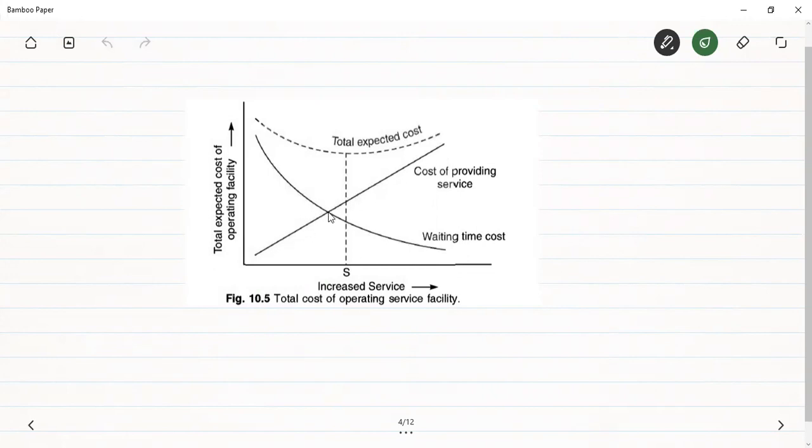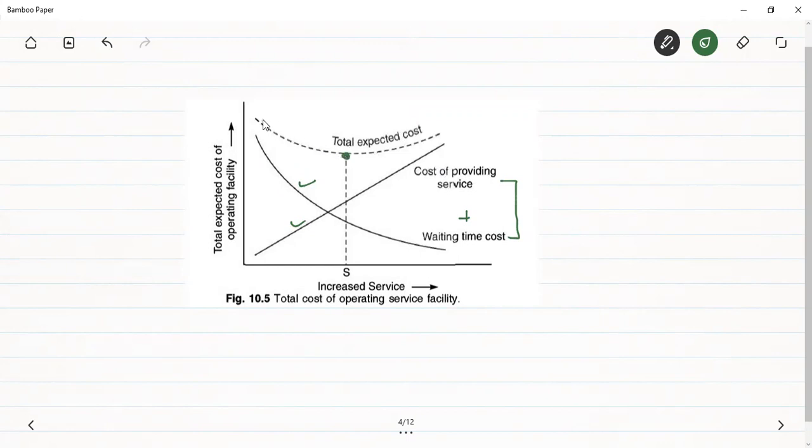If you combine these two graphs, you get a total cost. This total cost is equal to the summation of the cost of providing service plus the waiting time cost. इन दो का summation, ठीक है, इस कर्व और इस कर्व को मिलाकर हमें एक कर्व मिलती है, that is known as the total expected cost. So you can see that this point is a point of minimum.